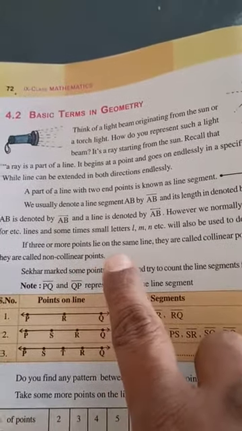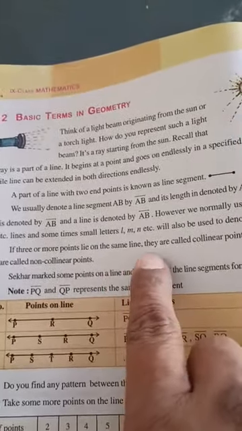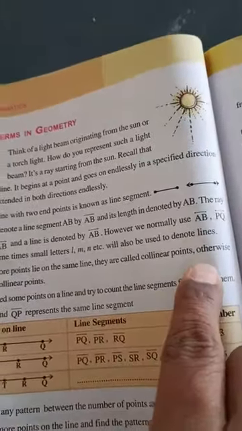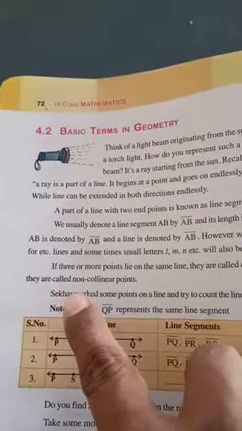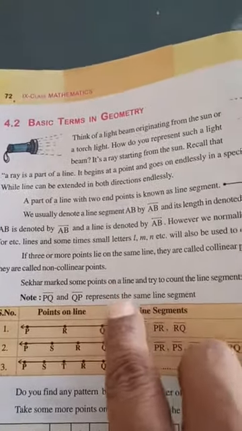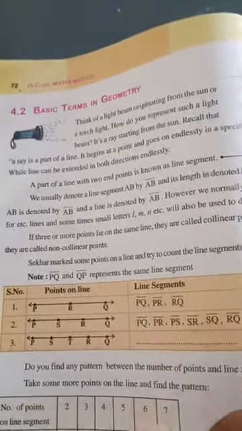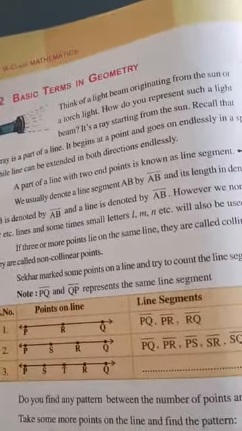If 3 or more points lie on the same line, they are called collinear points. Otherwise, they are called non-collinear points. For example, 4 to 5 members are sitting while playing kho-kho. How are you sitting while playing?